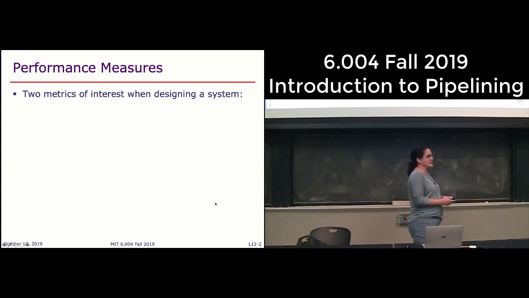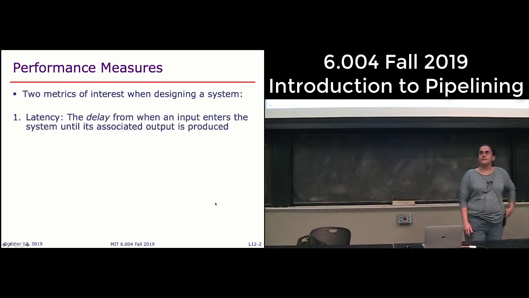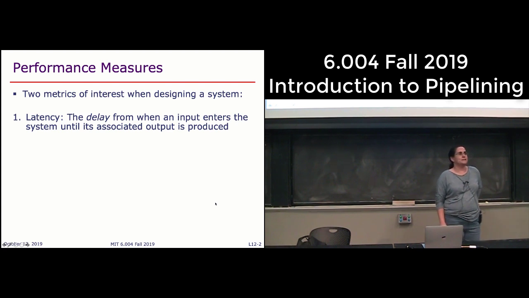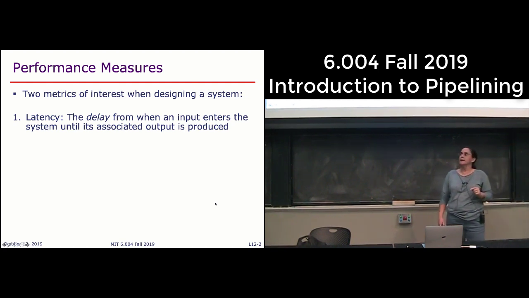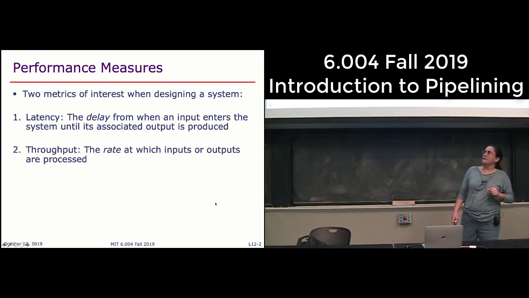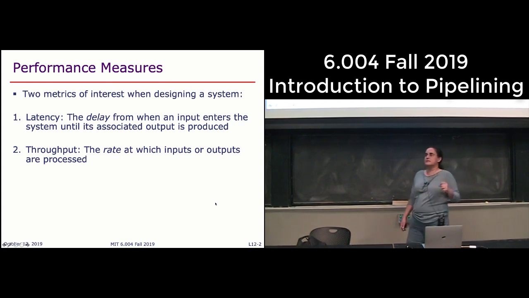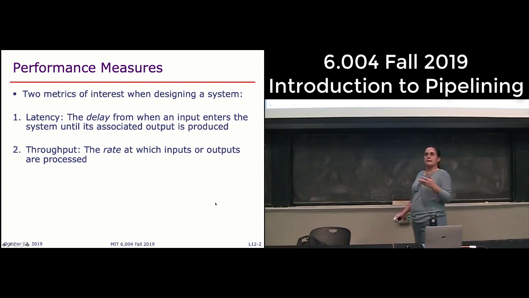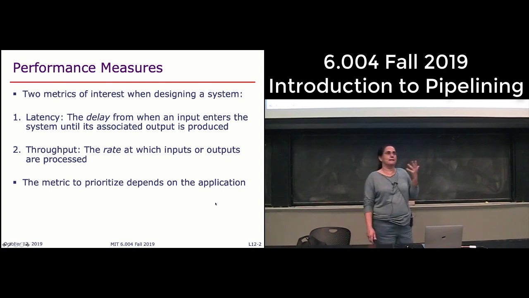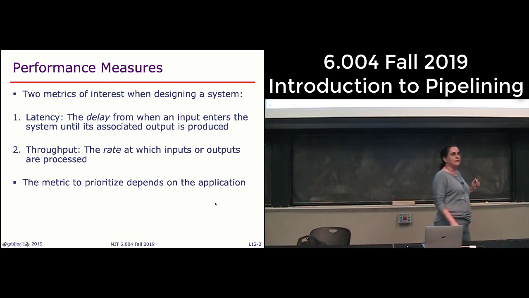There's two metrics that we care about in particular. The first is what we call latency. Latency basically measures the amount of time from when an input arrives at your circuit to when the output corresponding to that input is produced. And that's certainly an important measurement. But the other one that we care about is throughput, which is the rate at which inputs or outputs are processed. Depending on your application, you might care about a different metric, and so you might optimize differently depending on what it is that you're optimizing for.